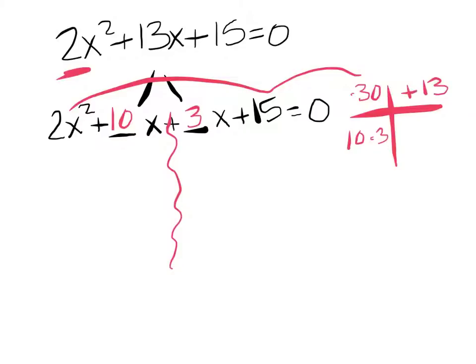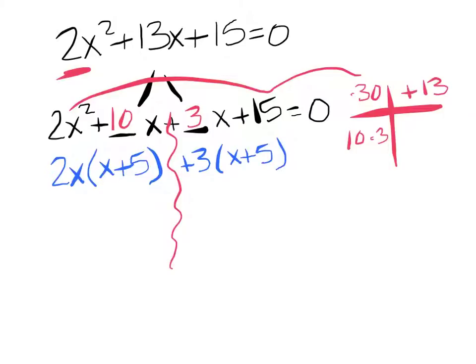So I have my two groups, I'm ready to go. We look for a GCF in each group. For 2x squared and 10x, it looks like they have 2x in common. And what is left over is the factor x plus 5. 3x and 15, they have 3. And what's left over is x plus 5. So thinking about how we factored by grouping, we found the common factor, which was x plus 5. And then what was left over was the second factor, equals 0.